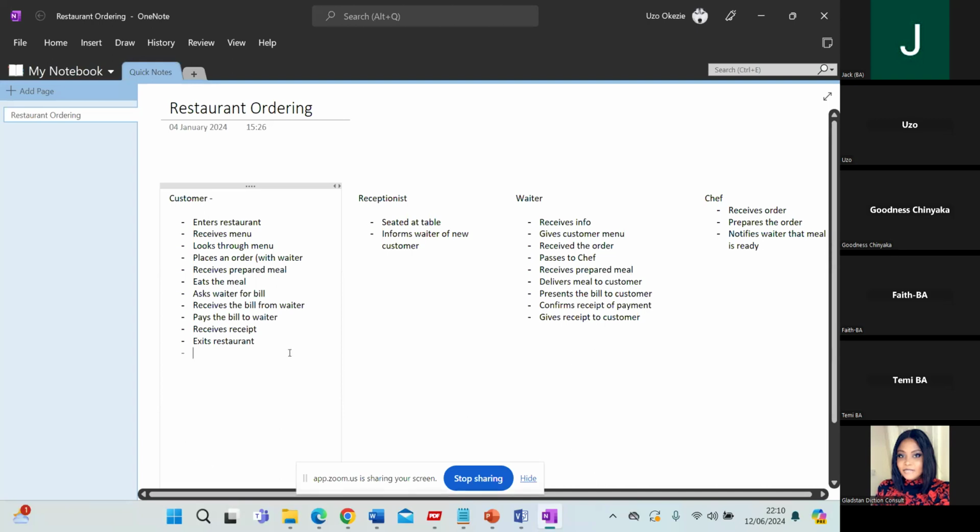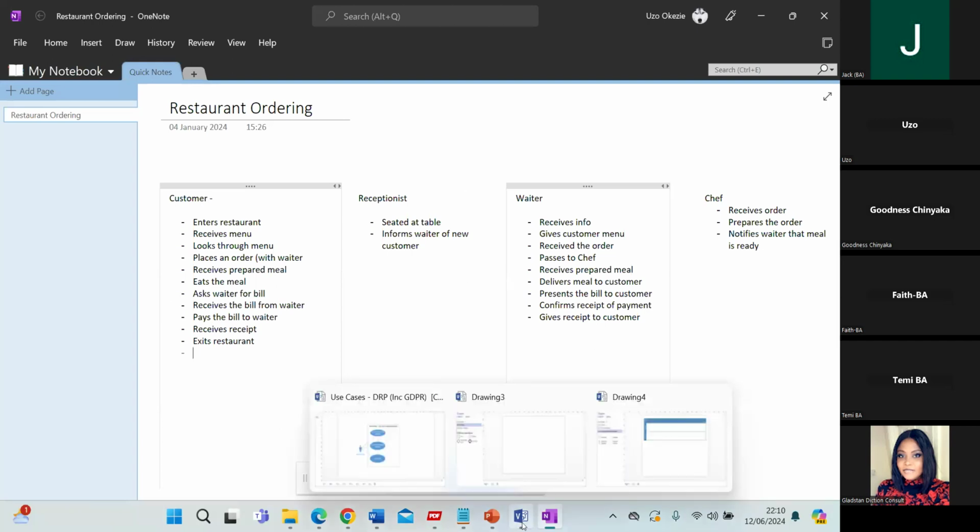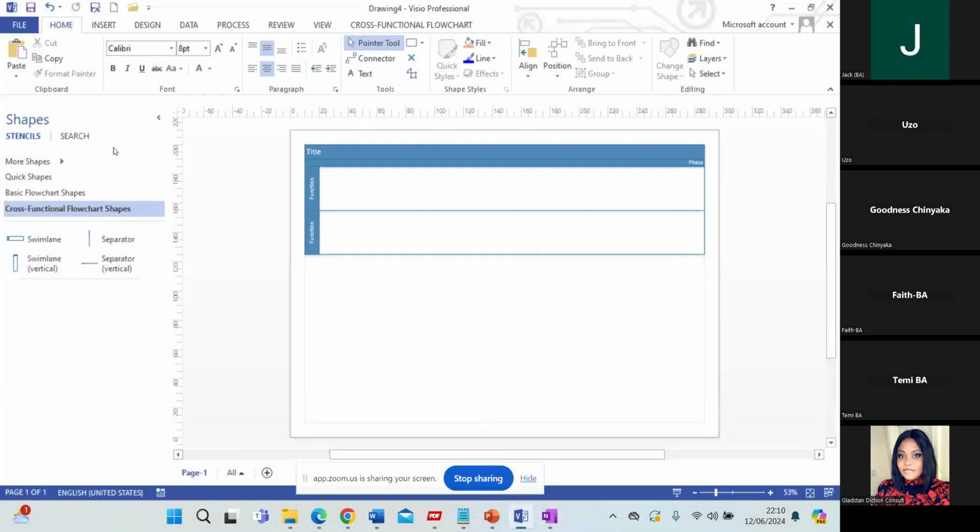So now let's move this process. We've confirmed everything. This is the level we want. Now let's go to our cross-functional diagram. Okay, so firstly, this is the page that opens once you start a new cross-functional diagram, and these are just some things for you to pay attention to.